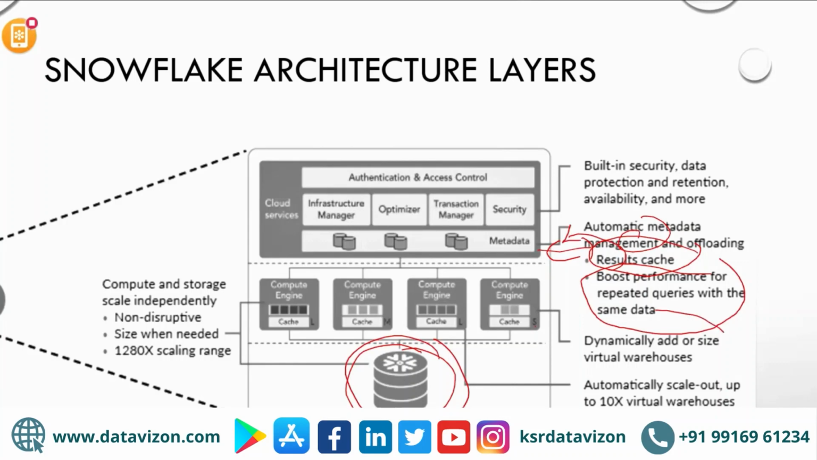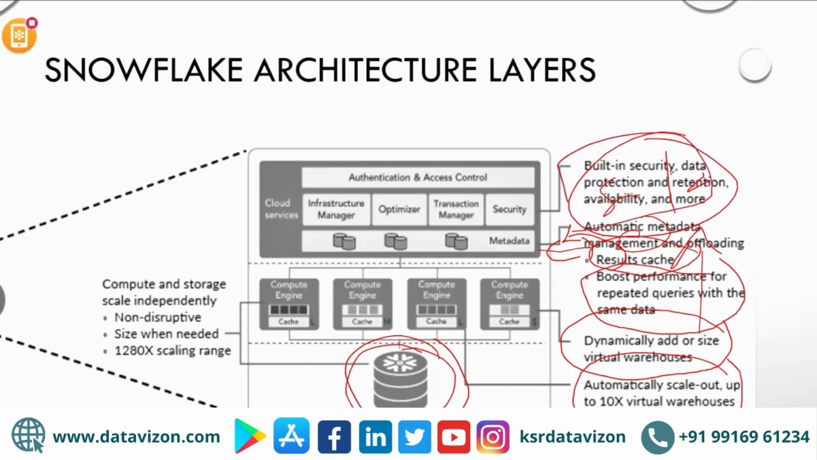Next one is dynamically adding or resizing the virtual warehouses. As I said, you can scale up or scale down automatically by setting a few configurations while you're running it. Okay. And the last one is automatically scale up, scale out, or up to 10x virtual warehouses. That means if you want to scale it ten times greater, you can scale it, using the same scale up and scale down mechanism. Right? And coming to this: compute and storage scale independently.